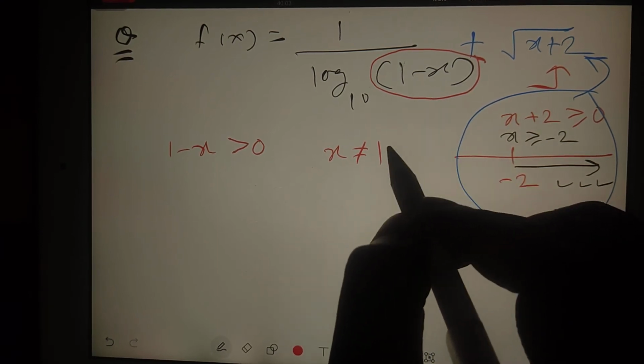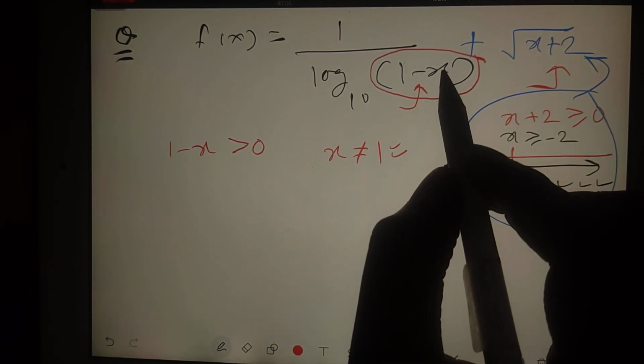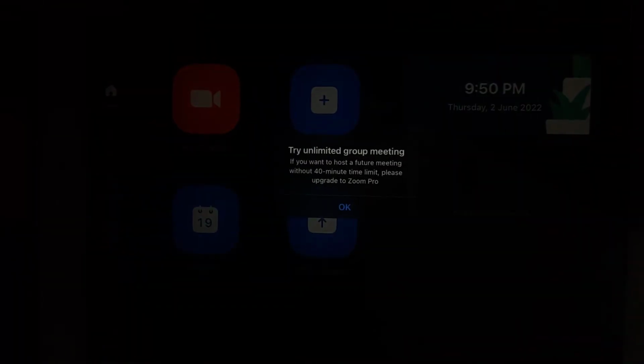Because if x is equal to 1, then this total answer will become 0, in front of log. 0 is.